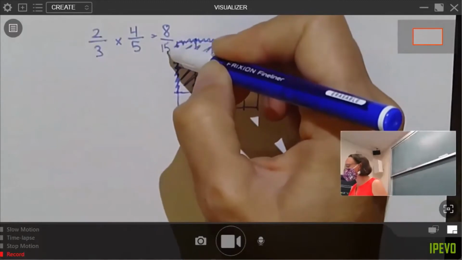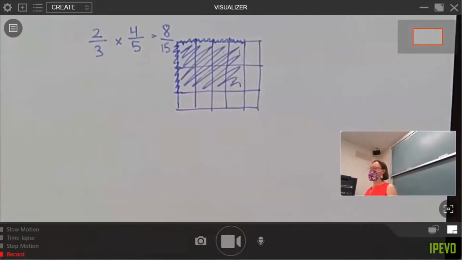Now the shortcut way of doing that, and I know that I'm going way back in time by doing this drawing with boxes, but the shortcut is that when we're multiplying fractions, we're just multiplying straight across the numerator, and we're multiplying straight across the denominator.